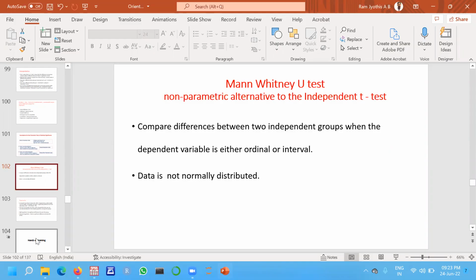Now, Mann-Whitney U test, what is it? It is a non-parametric alternative to the independent t-test or student's t-test. Like student's t-test, it compares the difference between two independent groups when the dependent variable is either ordinal or interval. So here the variable is a categorical variable, ordinal or interval. There is no ratio scale. Data is not normally distributed, already explained.